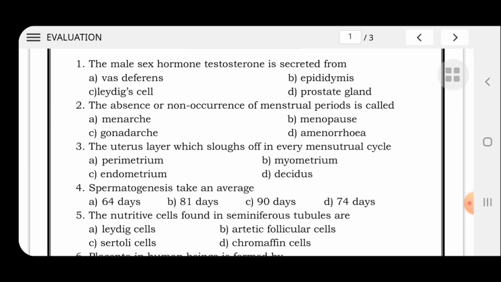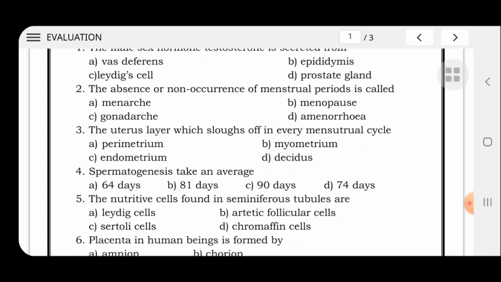The options are: non-occurrence of menstrual period is called menarche, conatarche, menopause, amenorrhea. Here, menarche, the first appearance of menstruation in a woman's life, is called menarche. The process of menstrual cycles coming to an end is called menopause. A complete absence of the menstrual cycle is called amenorrhea. So here the correct answer is amenorrhea.